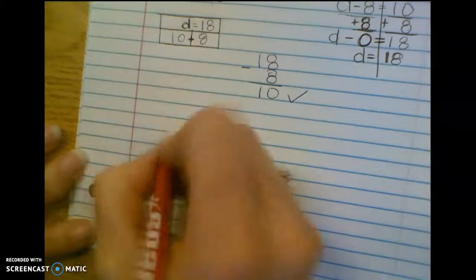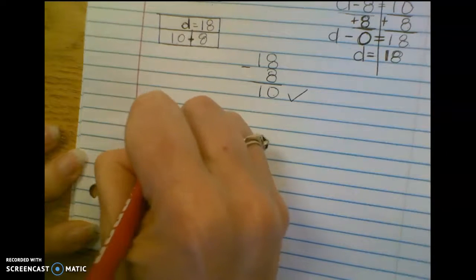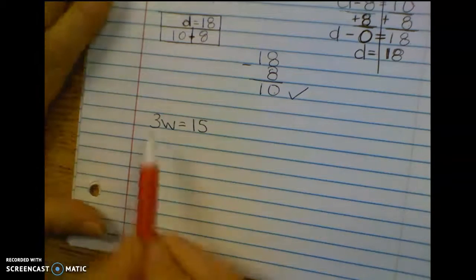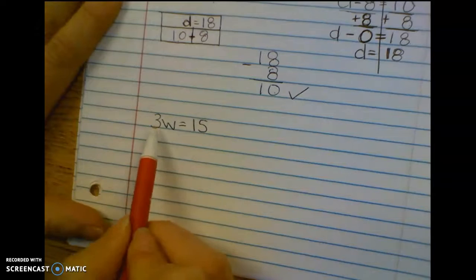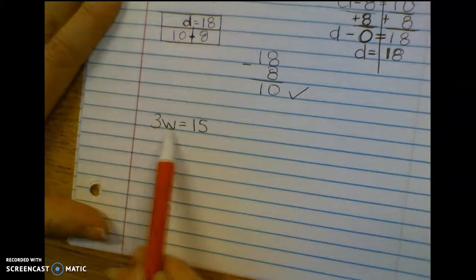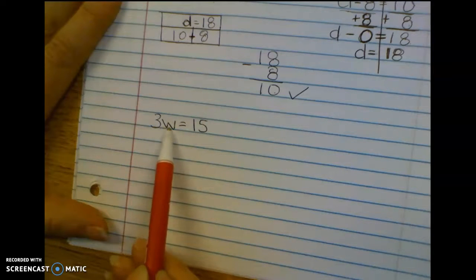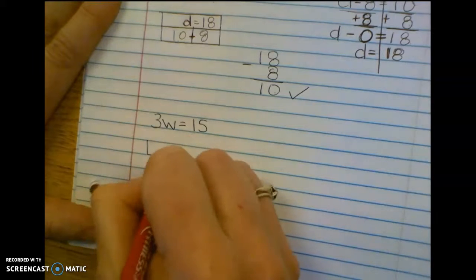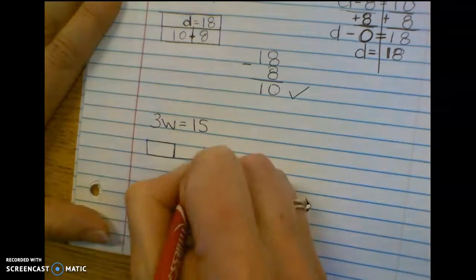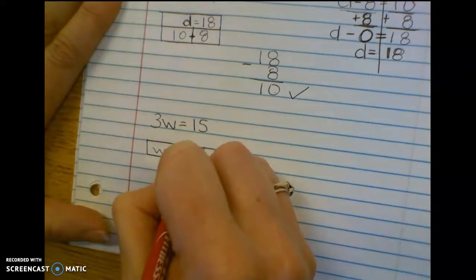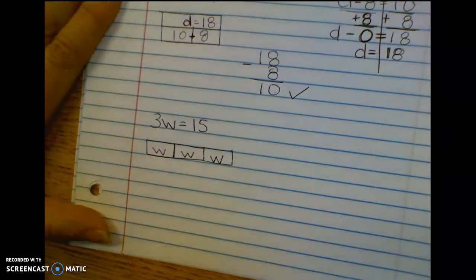Now let's look at a multiplication problem. If I have 3W equals 15, what does that mean? Hopefully, after all these weeks, you understand that this is juxtaposition. Side by side, multiply. So this is 3 groups of W. So when I draw that, I draw 3 groups of W. So this is a W, this is a W, and this is a W.